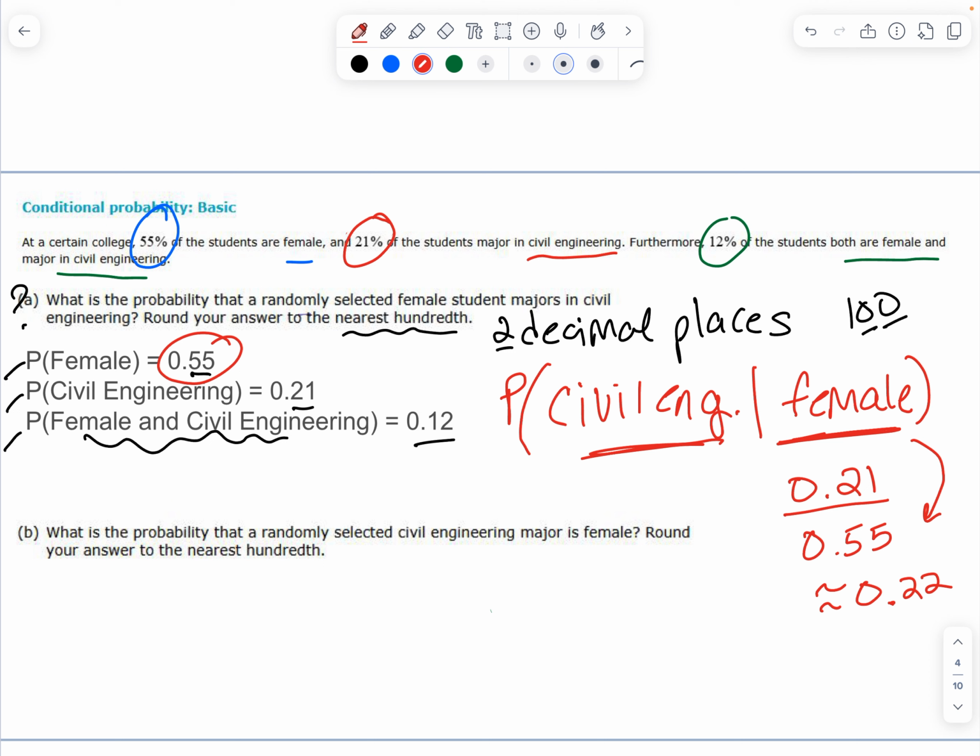Okay, next part, let's see here. And these are very similar. I can see why these can be a little hairy. What's the probability that a randomly selected civil engineering major is female? Round your answer again to the nearest hundredth.